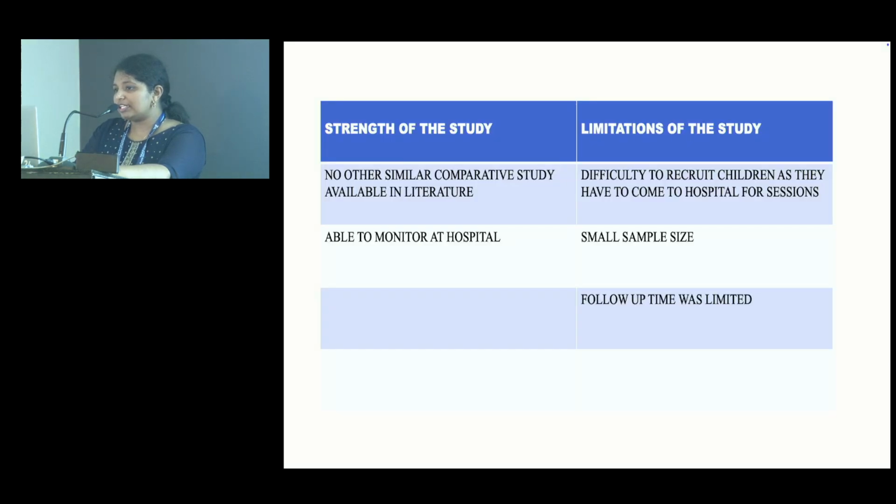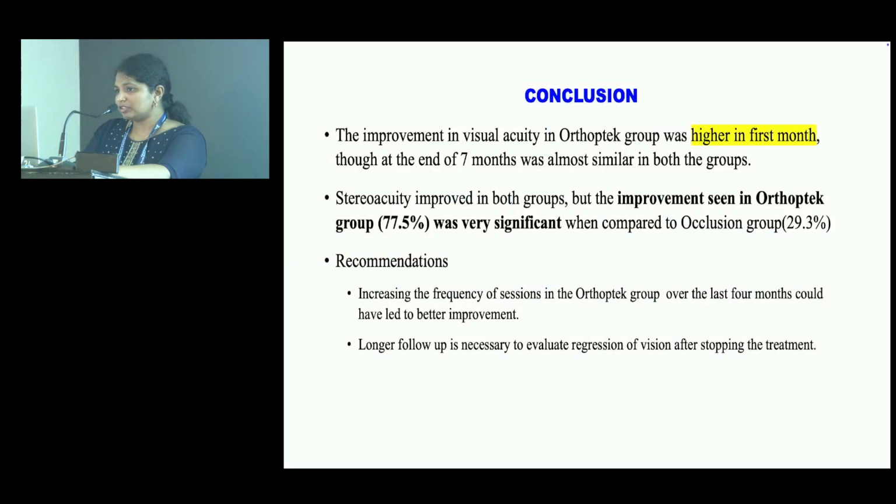Now, strength of the study: no other similar comparative study available in literature, and able to monitor at hospital. Limitations: difficulty to recruit children as they have to come to hospital for sessions, small sample size, and follow-up time was limited. So to conclude, the improvement in visual acuity in orthoptic group was higher in the first month, though at the end of 7 months was almost similar in both the groups.